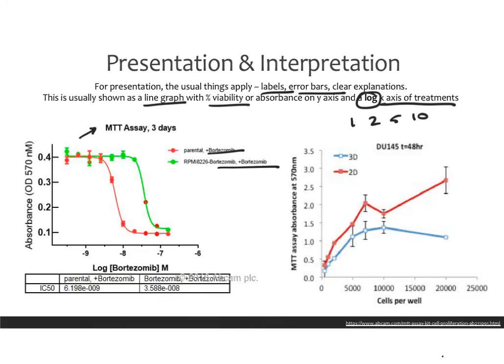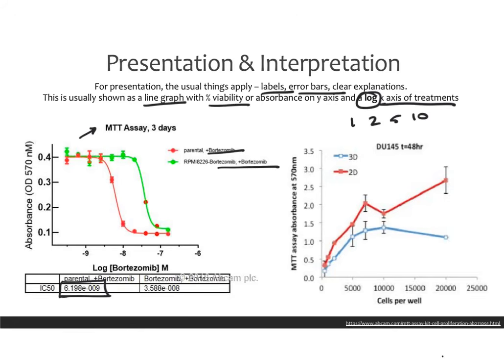And then usually the thing of interest is the IC50. So that is where 50% of the cells are dead. And so here they've calculated their IC50, and that's what they're interested in. And IC50s can tell you something about how strong drugs are or what they're doing. And so that's usually the number that people go after.